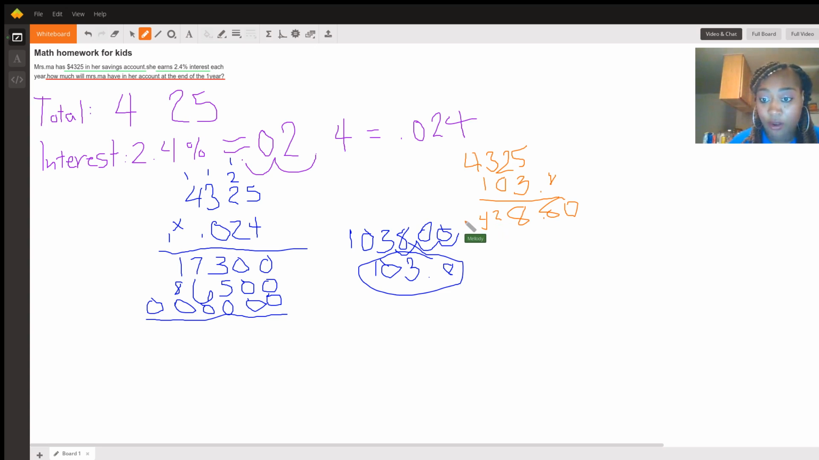And 4. So we know, or we should know, that Mrs. Ma will have $4,428.80 in her account at the end of the year. Once again, that's $4,428.80.